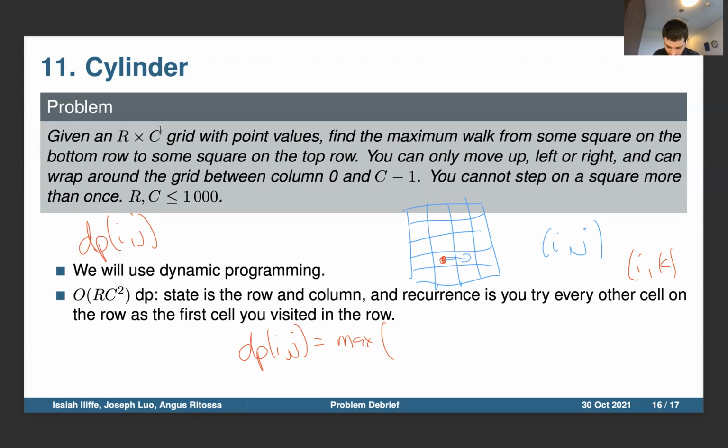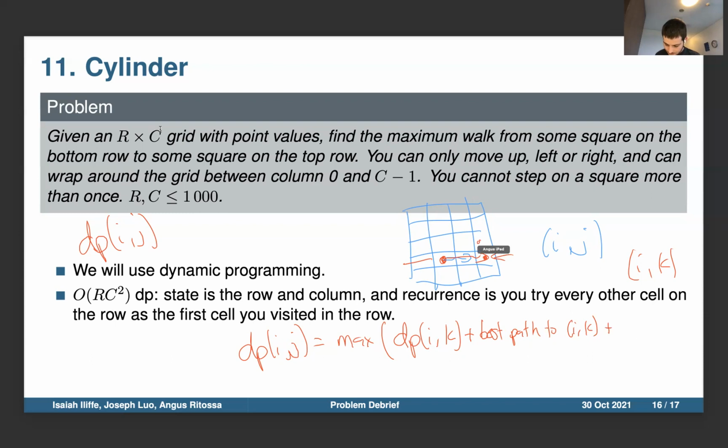So it's going to be dp of i, k plus the sum of all the values from j to k. This could be either left or right. There's two options. So let's say this is i, k here. You could either walk this way or walk the other way around, plus the best path to i, k. That's either walking left or walking right.